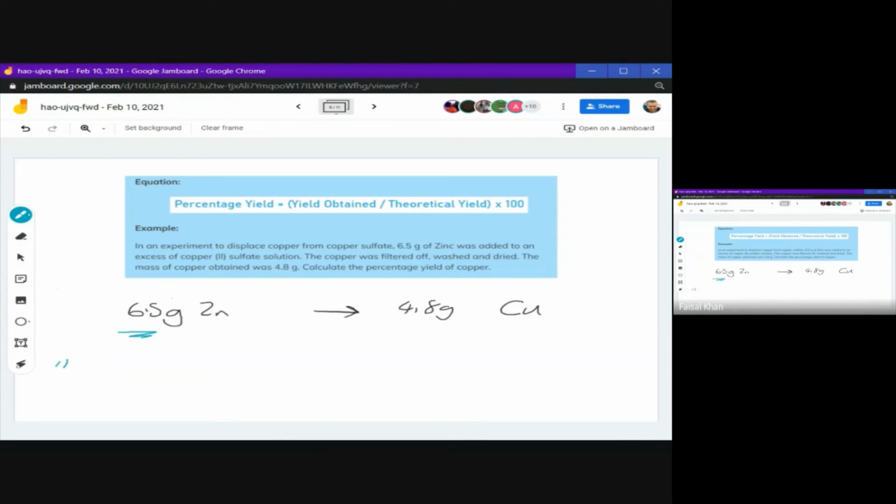So your amount in moles, from last week, equals mass, which is 6.5, over the relative atomic mass of zinc, which happens to be 65. Oh, look, it's really convenient. So what we've actually got is 0.1 moles of zinc. We start off with that.